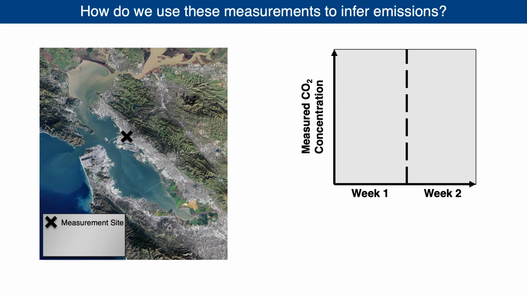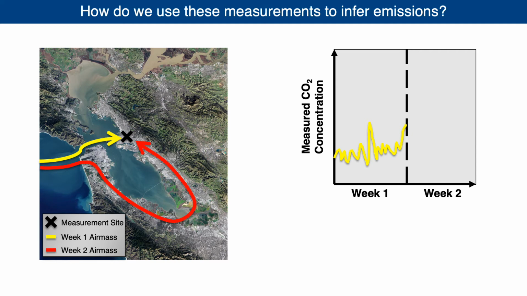So how do we actually use these measurements to infer emissions? Well, I'll give sort of a cartoony example here. Let's say we're measuring CO2 at this site here in Oakland, denoted by the X. Maybe for the first week, we see air that's coming through the Golden Gate Bridge to our site. And during that week, we generally measure low but variable CO2 concentrations.